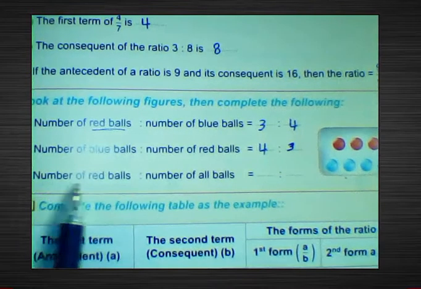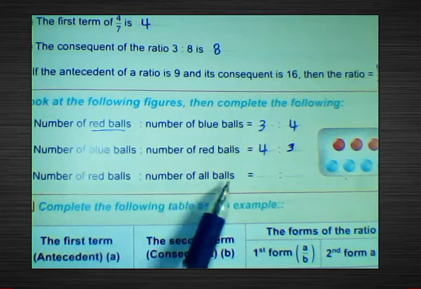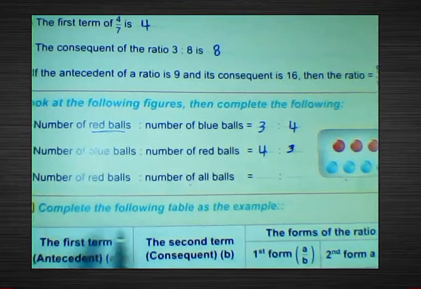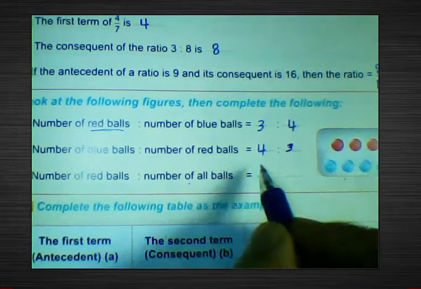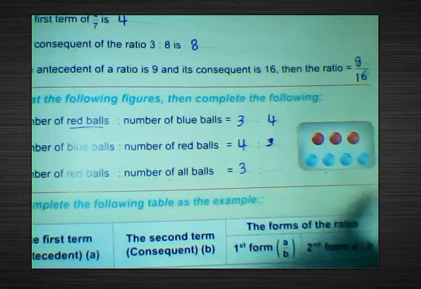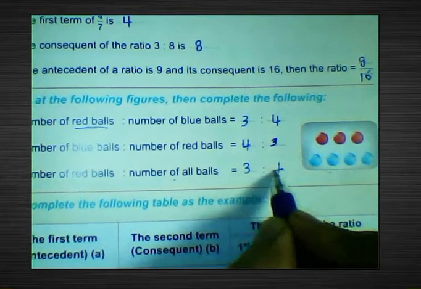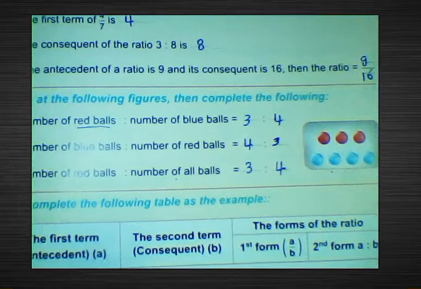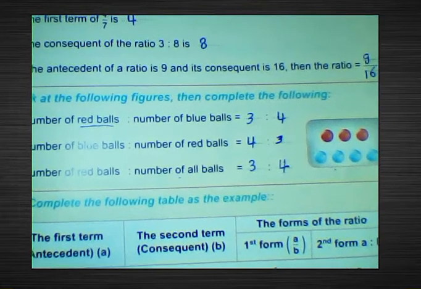Number of red poles to number of all poles. We have 3 red poles and all poles are 7. So the ratio equals 3 to 7.